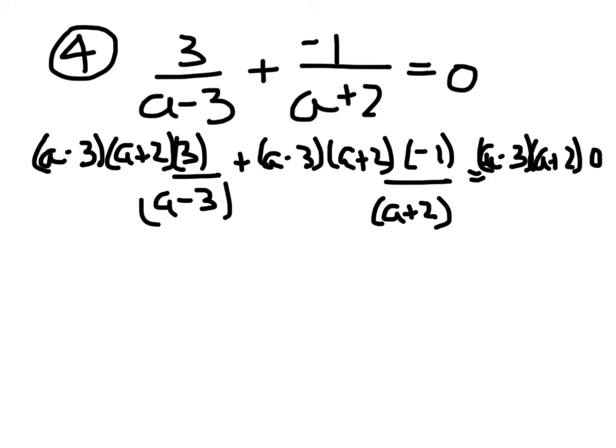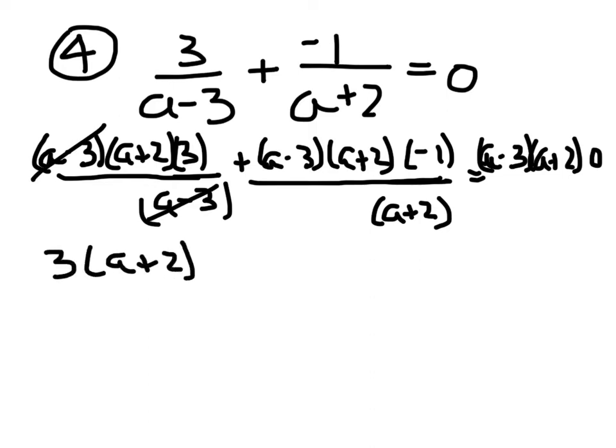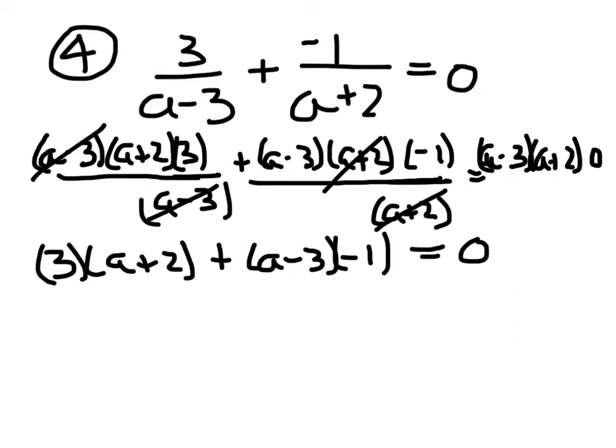Now, when I go ahead to do this, terms in the numerator can cancel with terms in the denominator. So I'm just left with 3 times the a plus 2, and I'm left with a minus 3 times negative 1, and on the right hand side, just 0, because when you multiply by 0, you'll always get a 0. Distributing, I have 3a plus 6, and I'm not double distributing, I'm just distributing a negative 1. Okay, so let me fix that.